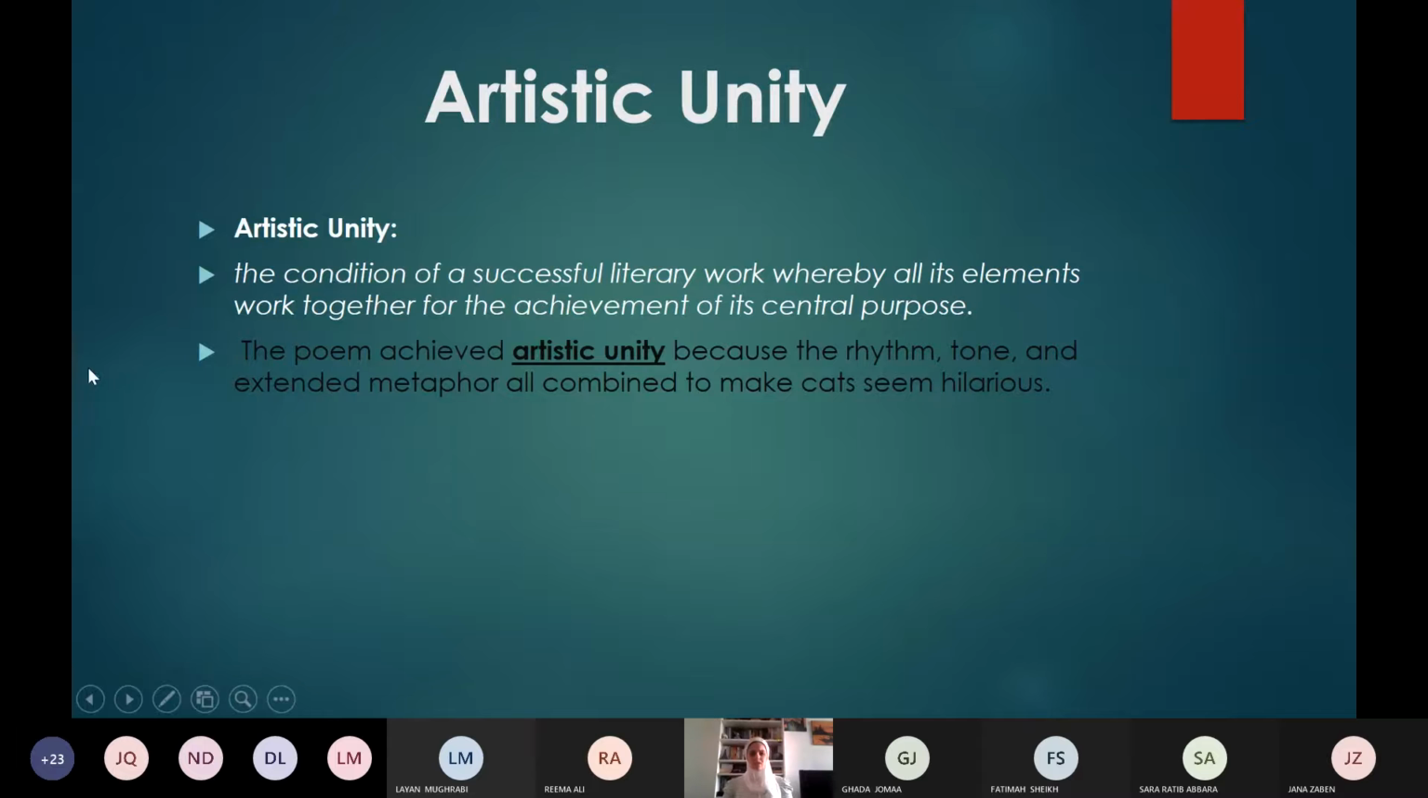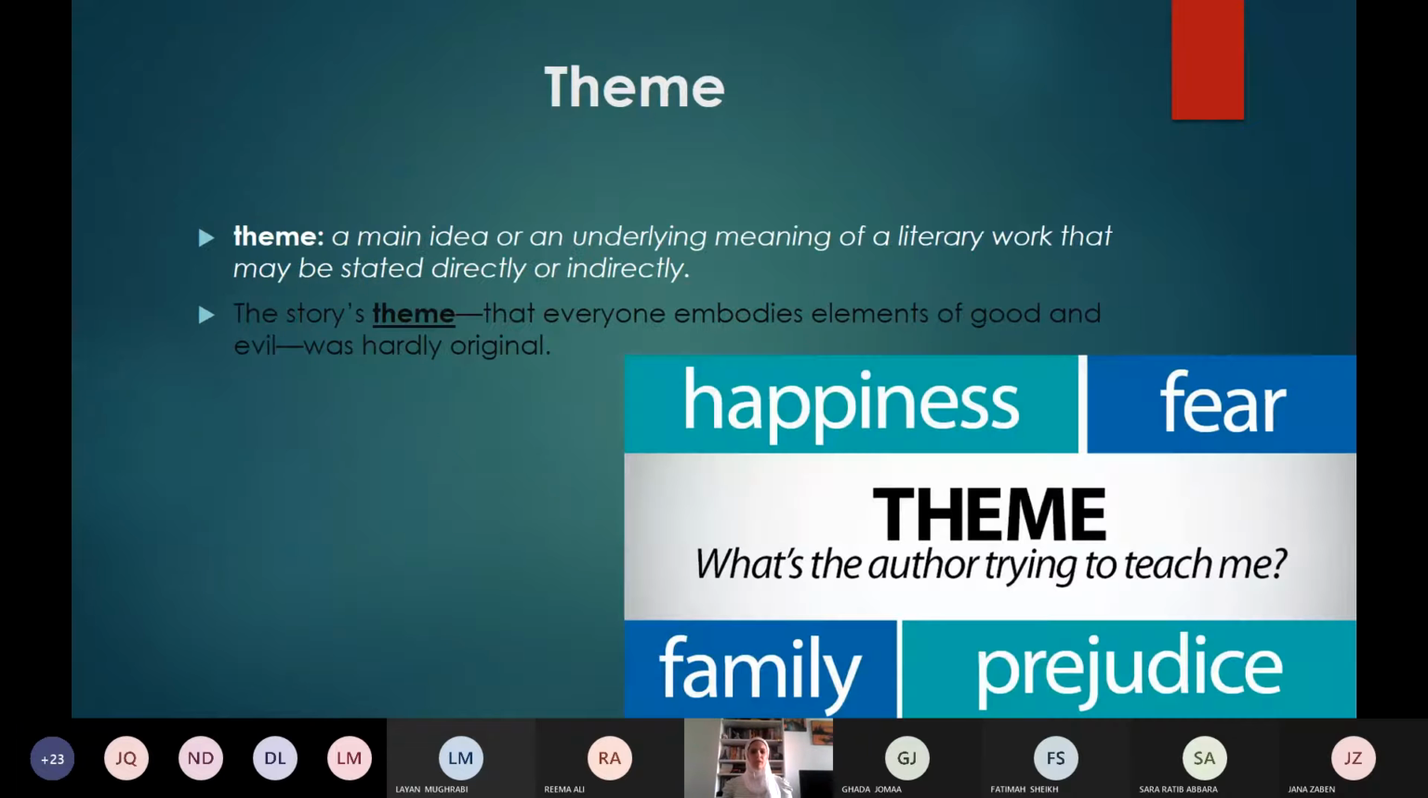This is artistic unity. What is artistic unity? When everything in the literary work works together in order to achieve the purpose of the literary work. Next, theme. Theme is the message. Could be happiness, could be about fear, could be about family, it could be about prejudice.